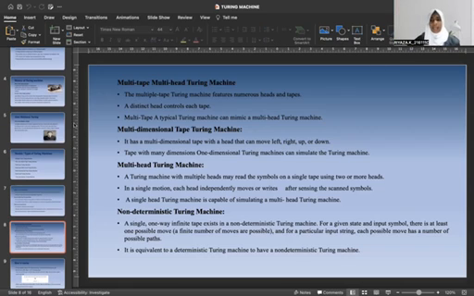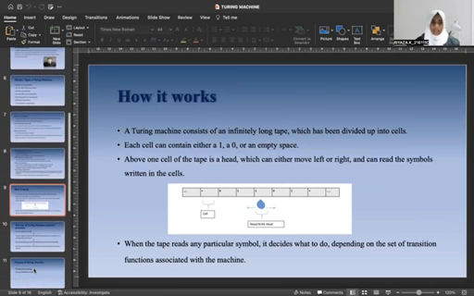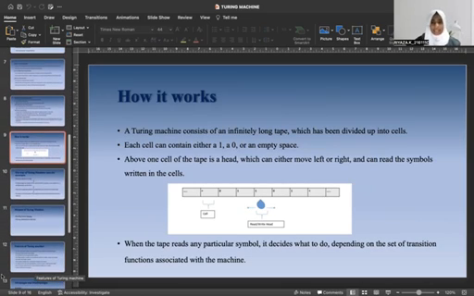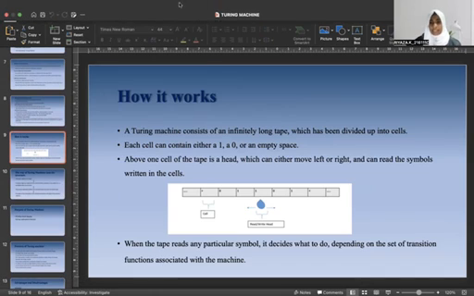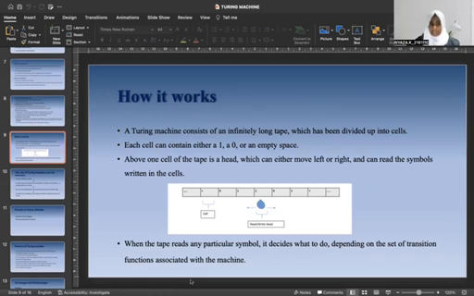Thank you, Warren. I'm going to talk about how the Turing machine works. A Turing machine is made up of an indefinitely long tape that has been divided into cells. A 1, a 0, or an empty space are the only possible values for each cell. A head that can move left or right and can read the symbols written in the cells is located above one cell of the tape. When the head reads any particular symbol, it decides what to do depending on the set of transition functions associated with the machine.